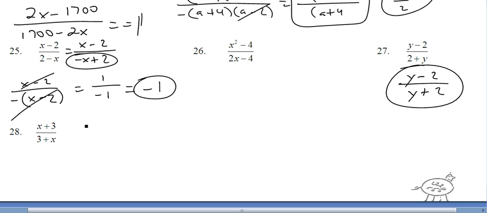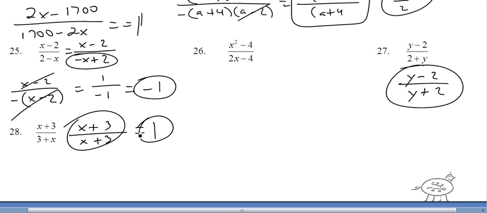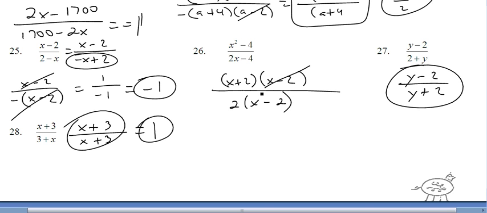Okay, 28. Well, let's put it in descending order. x plus 3 over x plus 3. There's nothing to factor out. It's the same thing over itself. That equals 1. Okay, not bad. And then 26, you got to factor. x plus 2, x minus 2. Factor 2 out of there, 2x minus 2. So the x minus 2's cancel, and we have x plus 2 over 2. That's your final answer.